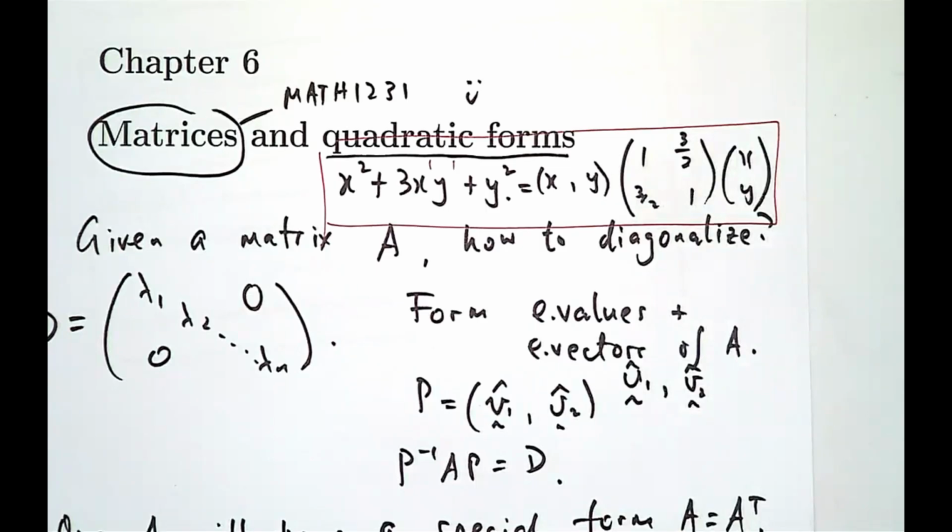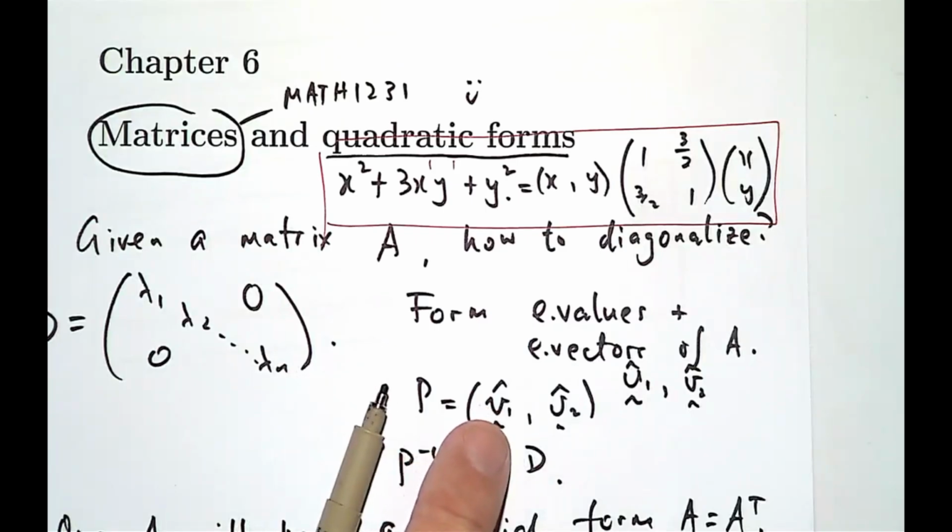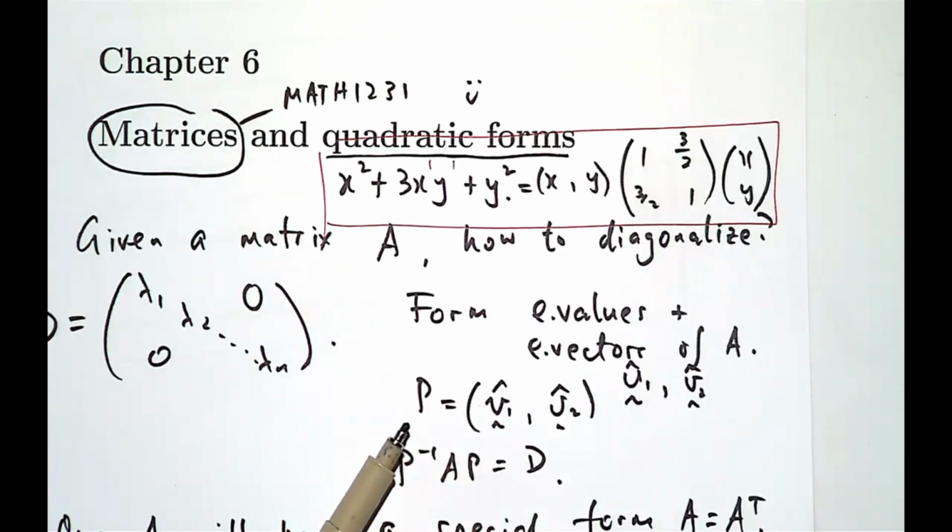So for these special so-called symmetric matrices, the eigenvectors and the eigenvalues are predictable, and this P matrix is also nice, because the inverse of P is the transpose of P. Let me say that again, okay?